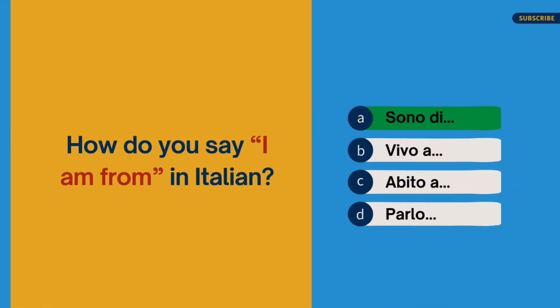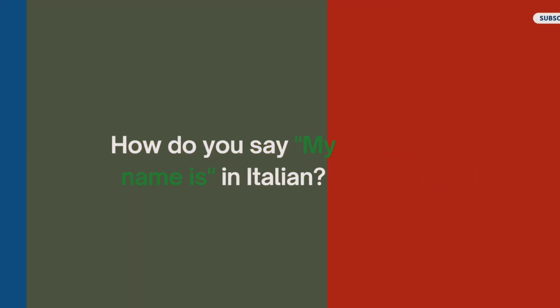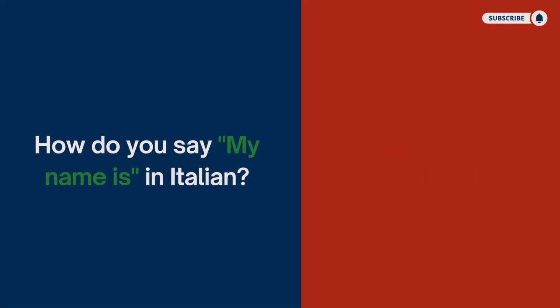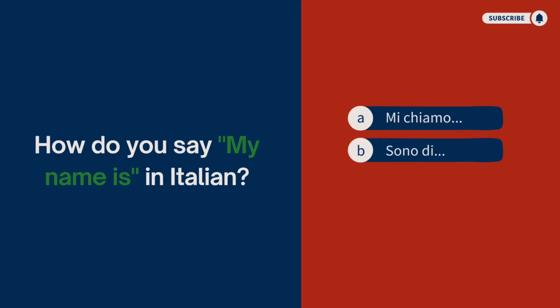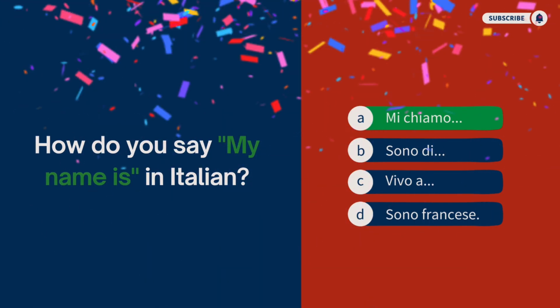And yes, the correct answer is "sono di." If you answered that, you nailed it. Now let's see the second one. Which of these is the best way to introduce yourself? Mi chiamo, sono di, vivo a, sono francese. Think it over. The correct answer is "mi chiamo."